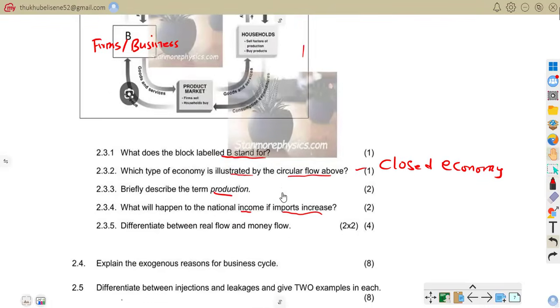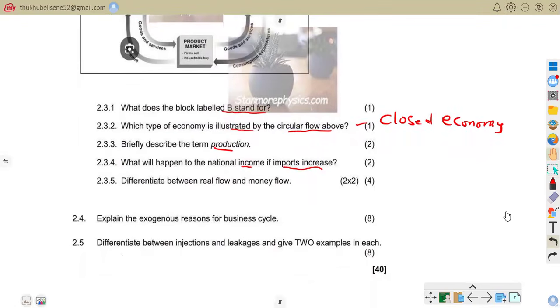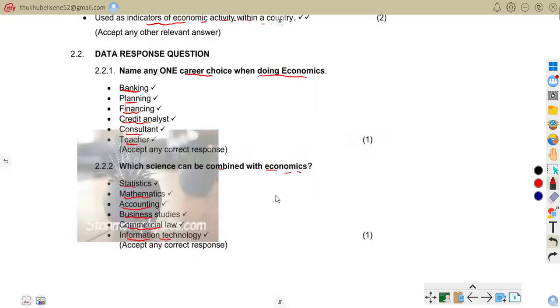2.35. Now we are on 2.35. Differentiate between real flow as well as money flow. So let us quickly go to our answers.